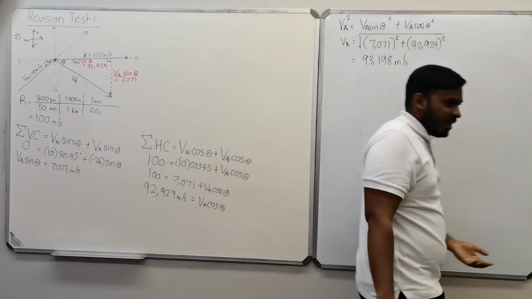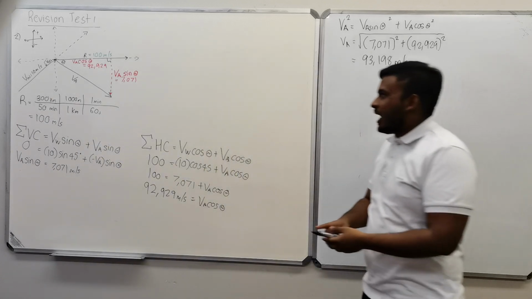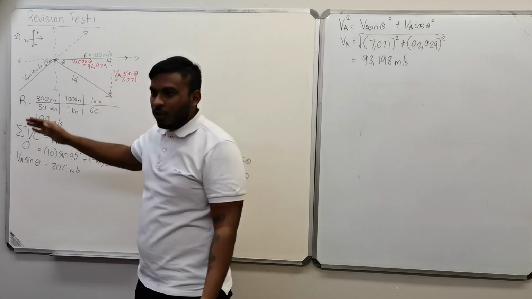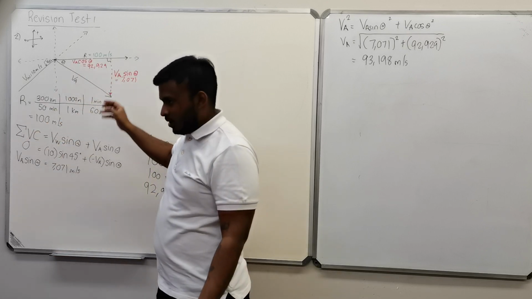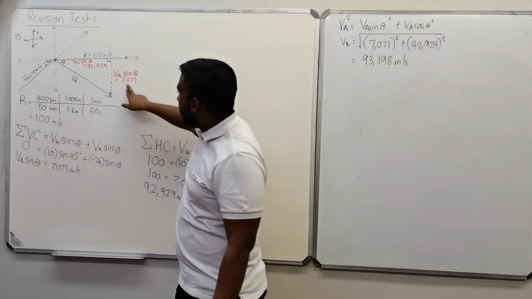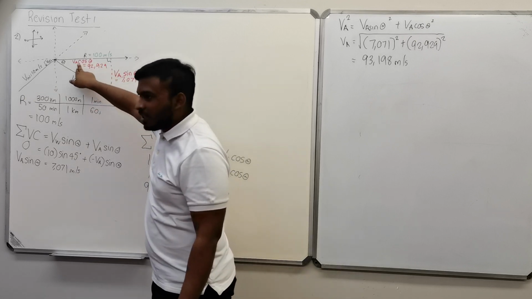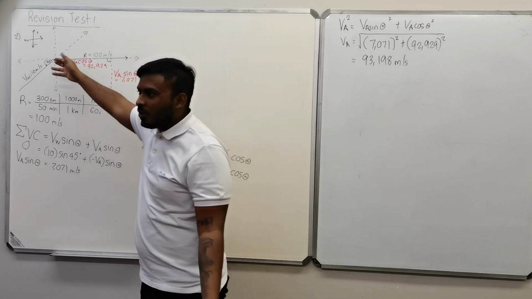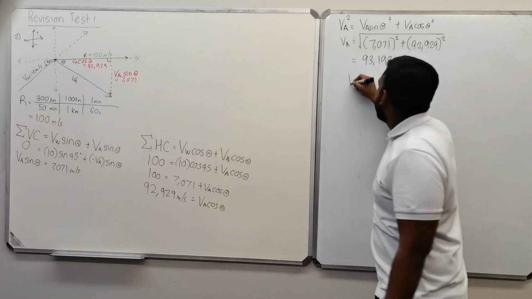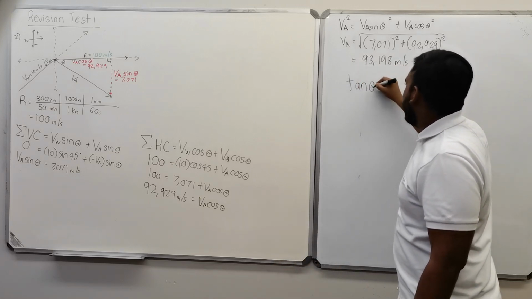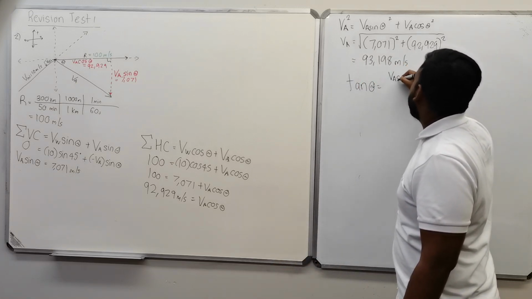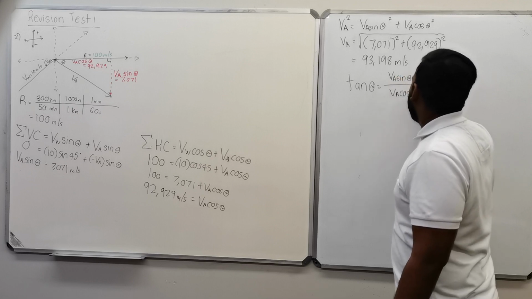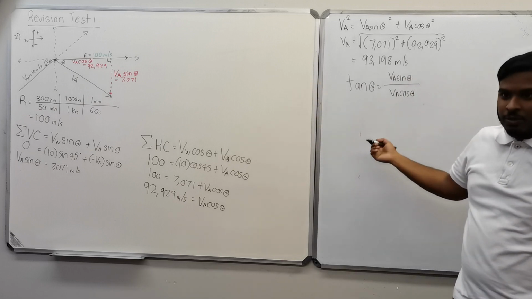On a normal case, how would you solve for this angle? Tan, right? Tan is equal to opposite over adjacent. We know opposite, we know adjacent. So we can solve for the angle. Tan of this angle is equal to VA sine all over VA cos. We know those values, right?